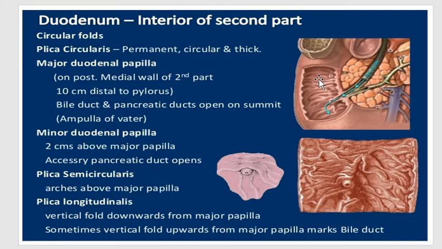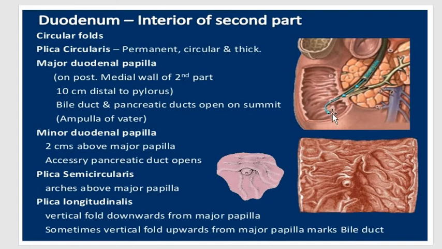Now you will see in the interior of the second part of duodenum a major duodenal papilla and a minor duodenal papilla. A papilla is an elevation. So you will see this in the interior of the second part of duodenum. Now what is there in the major duodenal papilla? This major duodenal papilla is seen along the posteromedial.